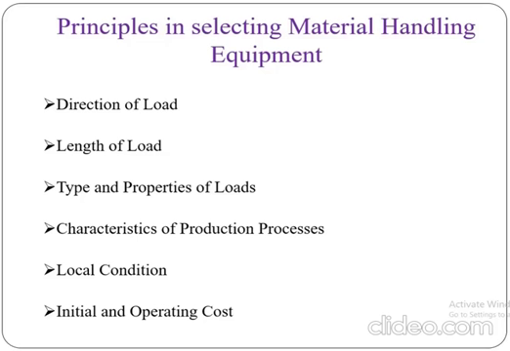Then the local conditions that significantly affect the selection of material handling equipment are the size and shape of the area, type and design of the building, type of energy available, safety requirements and climatic conditions. So the local condition is also very important while designing material handling equipment. Then initial and operating cost. Initial and operating cost are important parameters in selecting the material handling equipment for the given application.